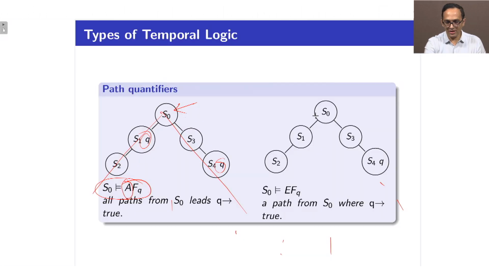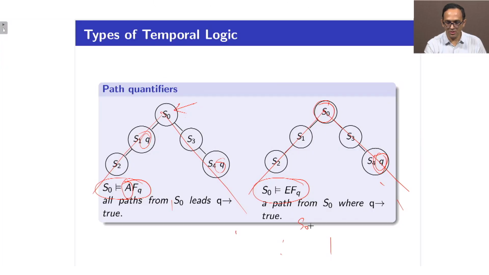Now, you see here I have another example. In this path Q does not hold, so Q never holds, but in this path Q holds here. So, this path satisfies FQ. Now, from this state there are 2 paths and in one path Q holds. So, I will say S0 satisfies EFQ, there exists a path in which future Q holds, but this S0 does not satisfy AFQ, because there is a path in which Q does not hold.